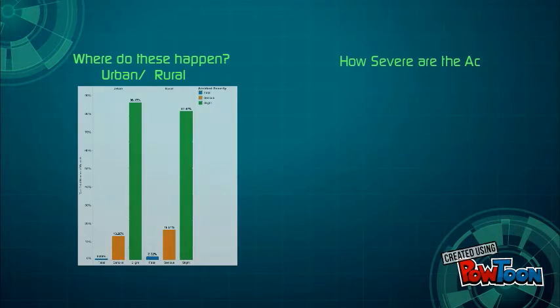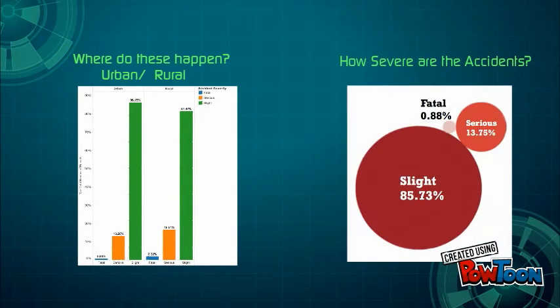We have performed some descriptive analysis of the data, and we figured out that the major chunk of the accidents are slight, that is like 85.73%, and then a meager 0.88% is fatal. But having said that, we've also observed that this happens more in the rural area than in the urban area, as you can see from the graph.